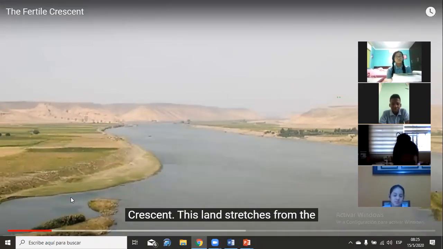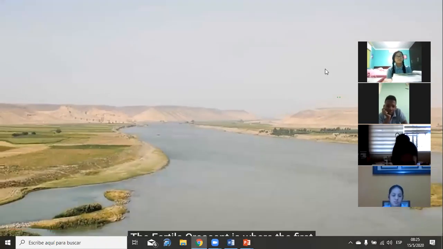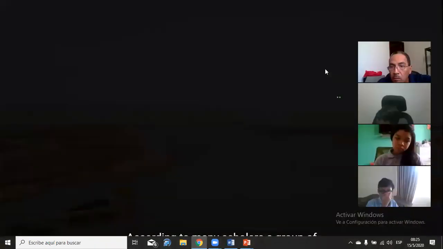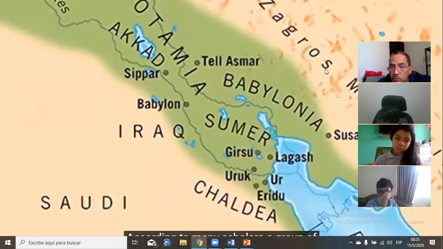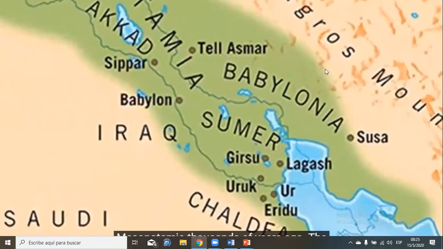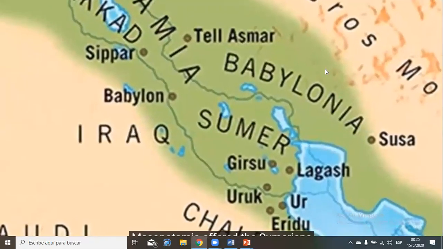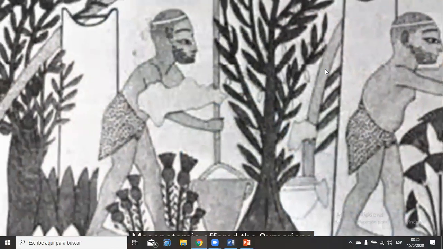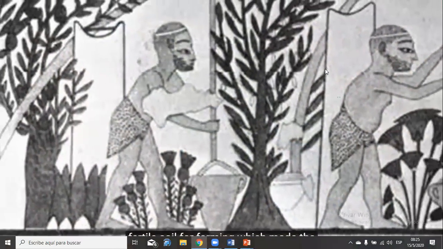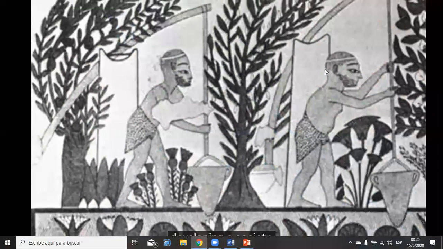This land stretches from the Persian Gulf to the Mediterranean Sea. The Fertile Crescent is where the first farming communities were developed. According to many scholars, a group of people known as Sumerians migrated to Mesopotamia thousands of years ago. The land they settled in became known as Sumer. Mesopotamia offered the Sumerians fertile soil for farming, which made the area good for planting crops and developing a society.